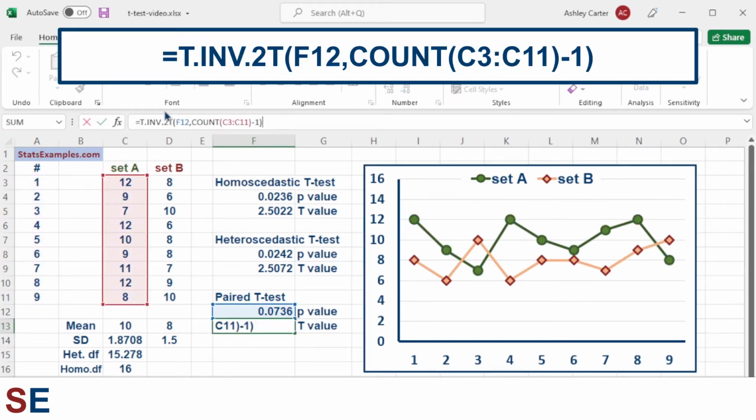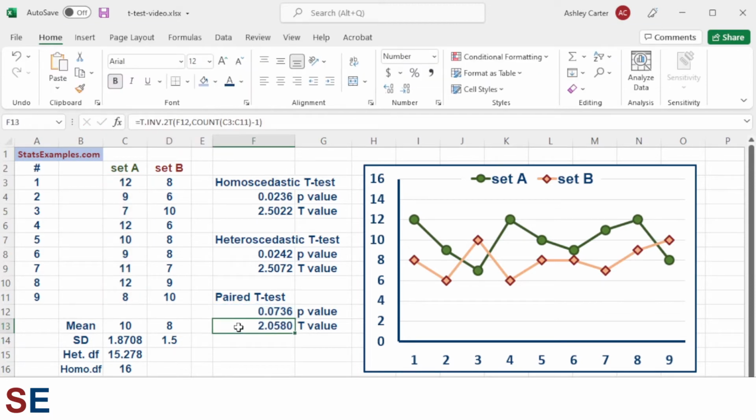Same equation here, using the t inverse if we wanted to get the p-value. The difference here is now, instead of using a more complicated degrees of freedom, we can just use the degrees of freedom of that paired test, which is the number of values minus 1. We can see that smaller t-value, which is what we would have expected to match up with that larger p-value.